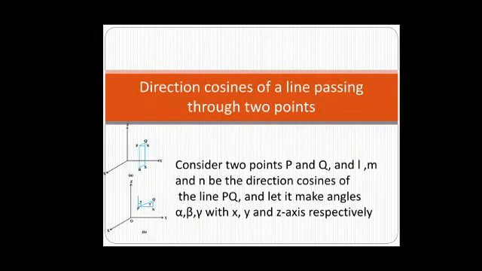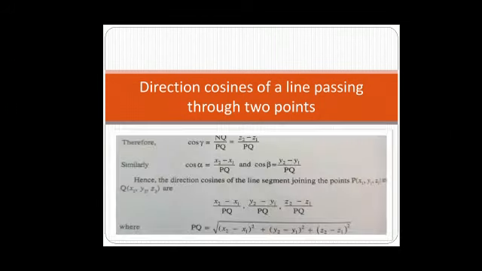Direction cosines of a line passing through 2 points. Consider 2 points P and Q as shown in the figure and let L, M and N be the direction cosines of the line PQ, and let it make angles alpha, beta and gamma with x, y and z axis respectively.